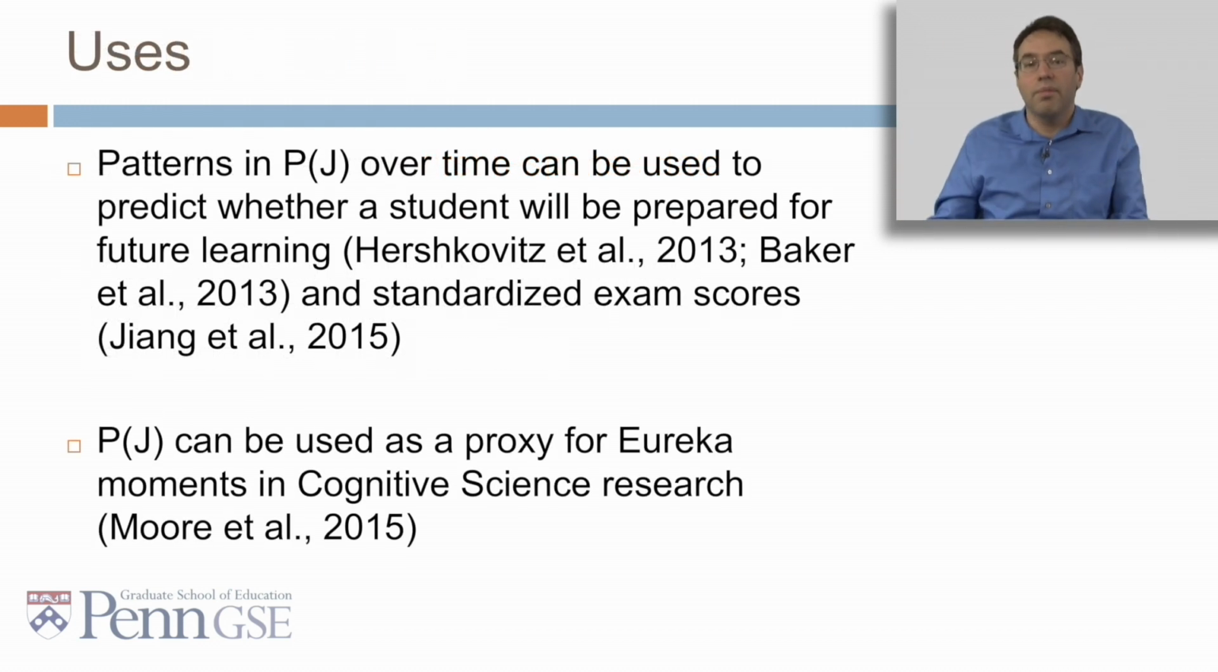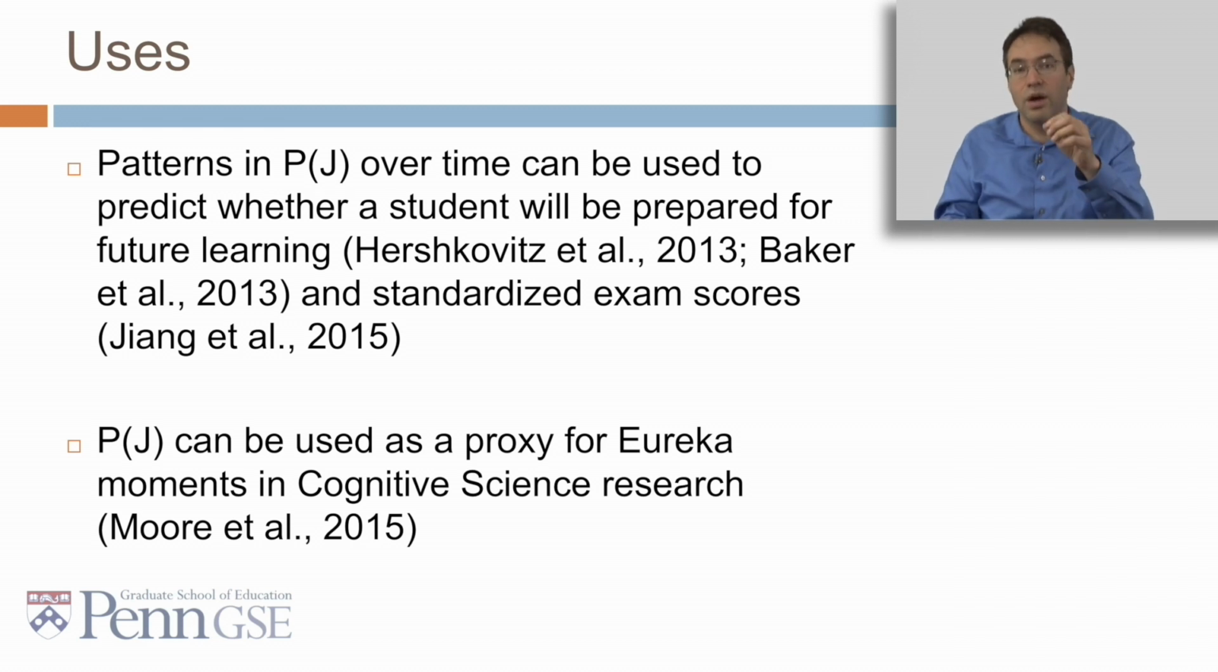And then we had a model that we could use for a few things. Now, this model we're not using at any point to try to improve our prediction of student performance in the system. Instead, we're looking at how we can use this in analysis. It turns out that patterns in P of j over time can be used to predict whether a student will be prepared for future learning.